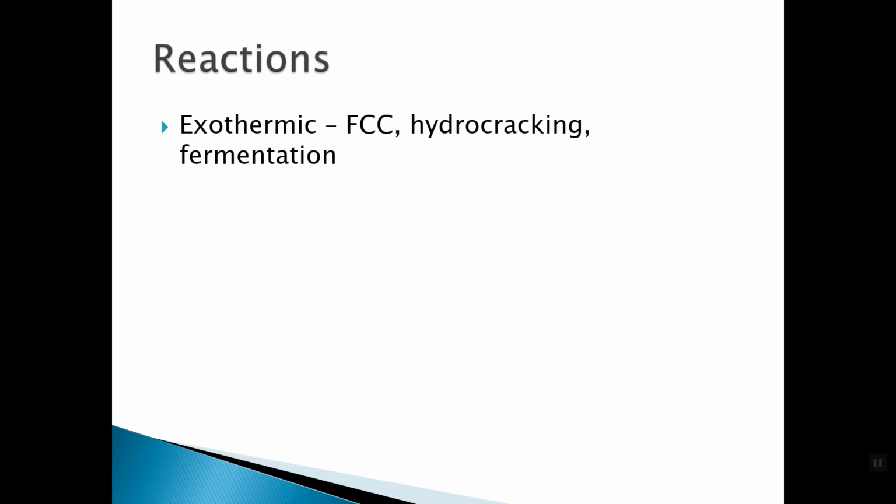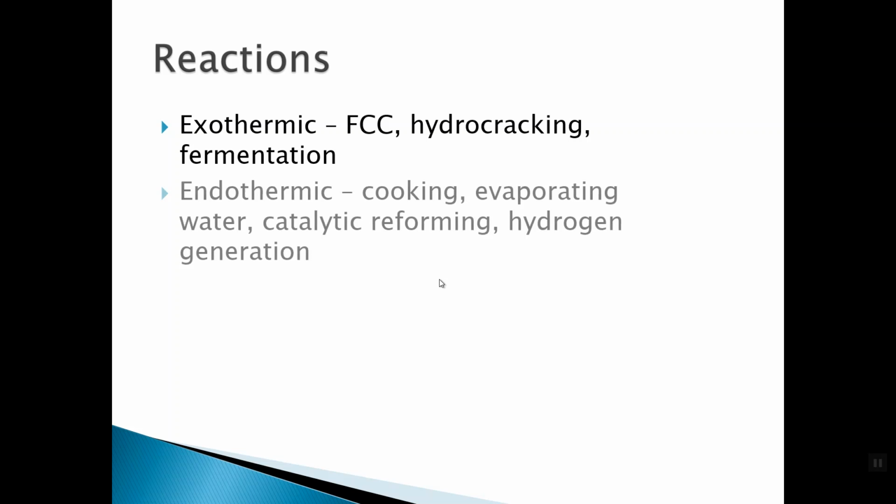Two main types of reaction we can break it off to is exothermic. That means it's going to give off heat. Okay, so exothermic reactions give off heat. So in the refinery, that's fluidized cat crackers, FCC. It's hydrocracking. In our lab that we're looking at is fermentation. Typically, this happens when we have molecules and we're breaking them apart. Okay? Generally, we give off heat.